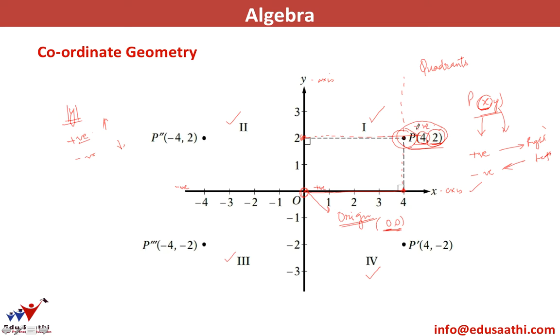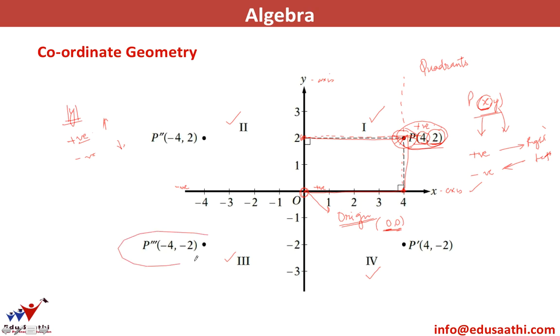This point refers to the point P(4, 2). It is 4 units to the right of y-axis and it is 2 units upward of x-axis. That is what the point P is. Similarly, you can look at any other points.